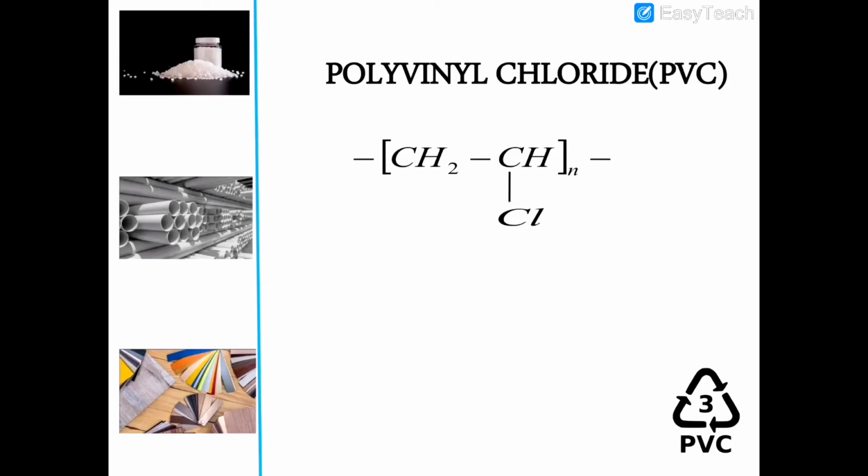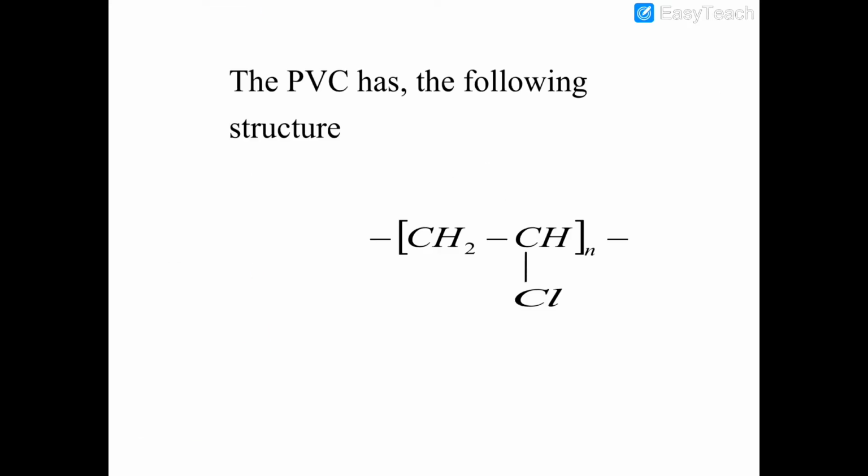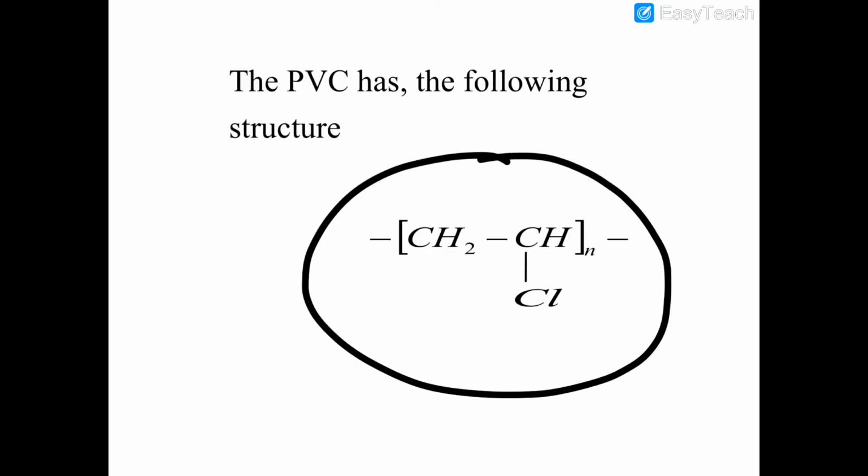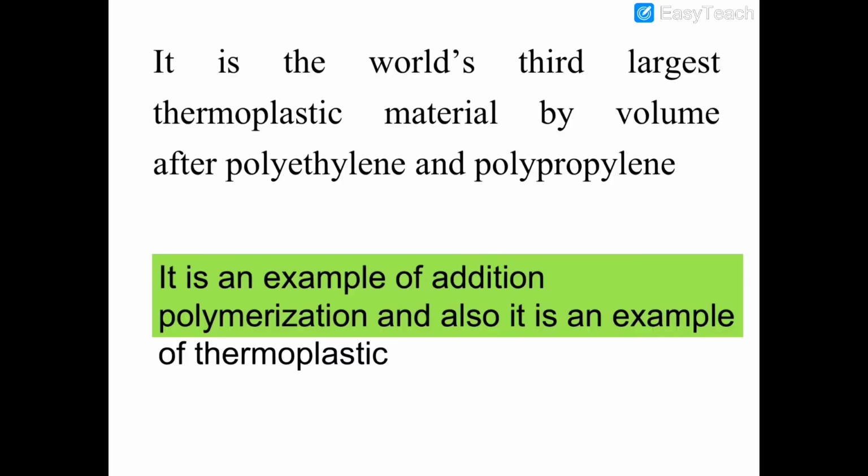Hi students, today I am going to discuss the topic polyvinyl chloride. It is simply represented as PVC. The recycling identification number for PVC is triangle number 3. PVC has the following structure, that is single bond CH2 single bond CHCl, n times. It is the structure of PVC.